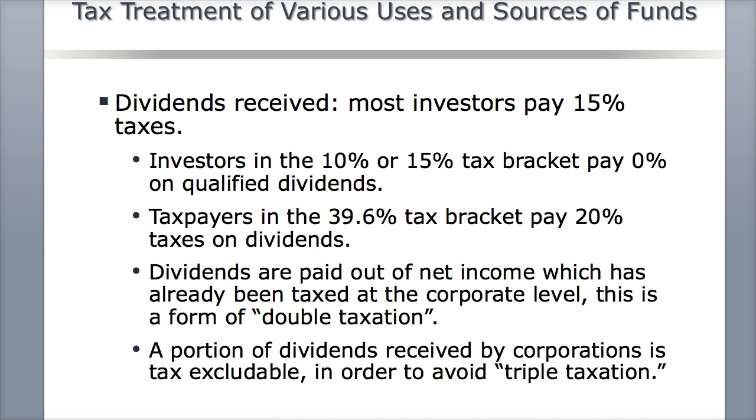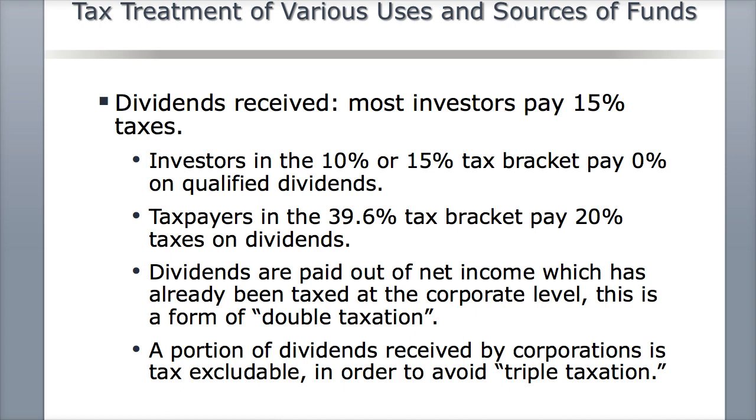Now, for a company, they pay the dividends out of net income, which has already been taxed at the corporate level. So this is sort of a double taxation. So the corporation makes a profit, then pays a dividend. The dividend is then taxed at the individual level. So that's a double taxation, a disadvantage of a corporation.